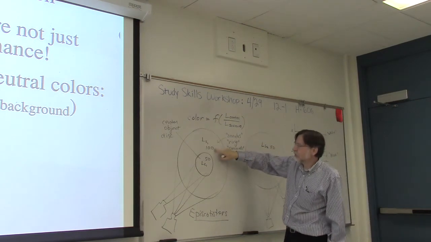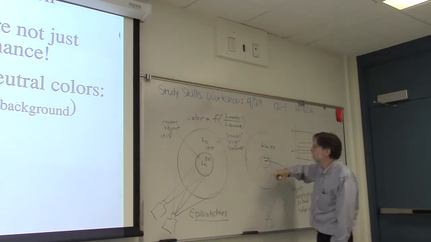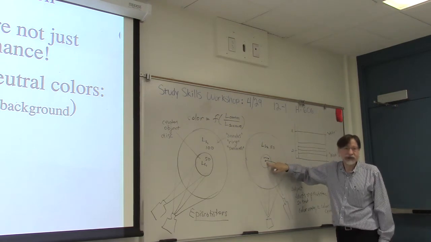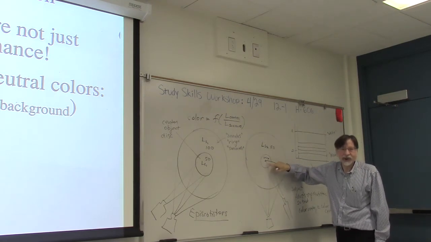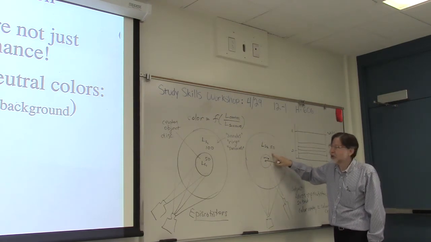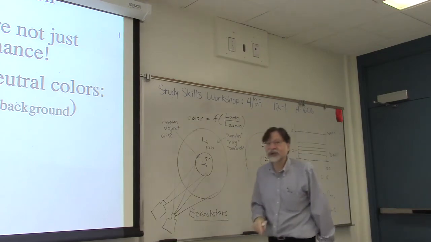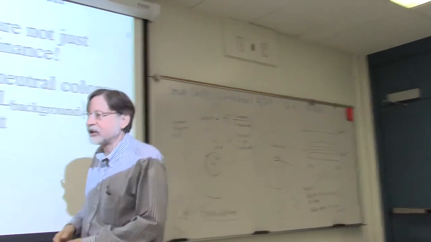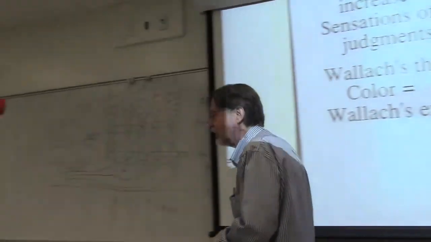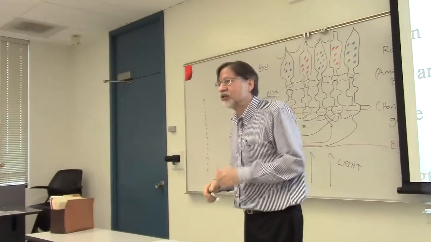Set the background to 50 and the center to 50. Then the subject sets the center to 50. All right? So the ratio is 1 in both cases. Now, most of you are familiar with this. You've got a device at home, most of you, probably all of you, that takes advantage of this.